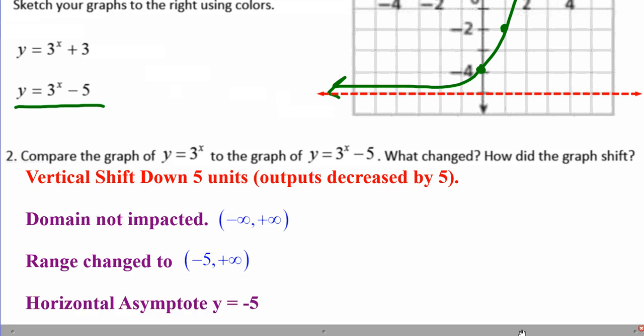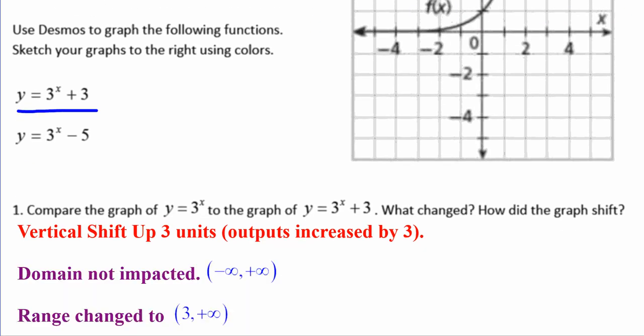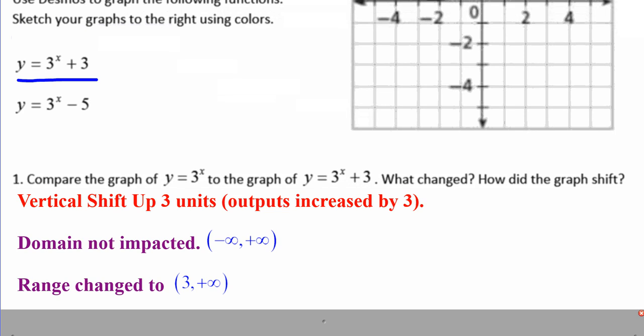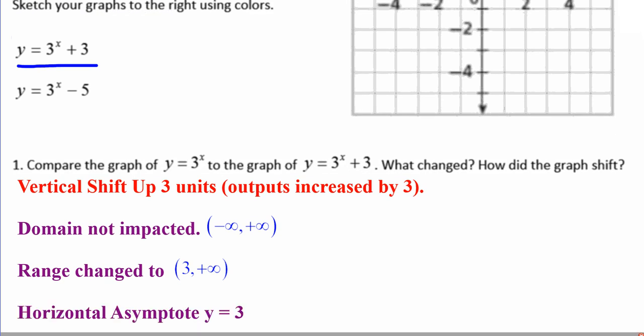We also have our horizontal asymptote. Very similarly, we could talk about the other function we compared it to, 3 to the power of x plus 3. Again, it was shifting it up 3 units, with no change to the domain. The range is now that y is greater than 3, and again, the horizontal asymptote is y equals 3.